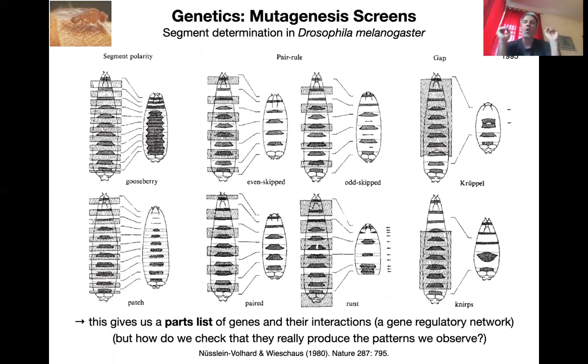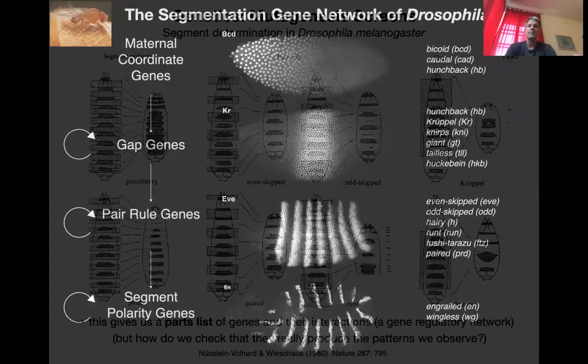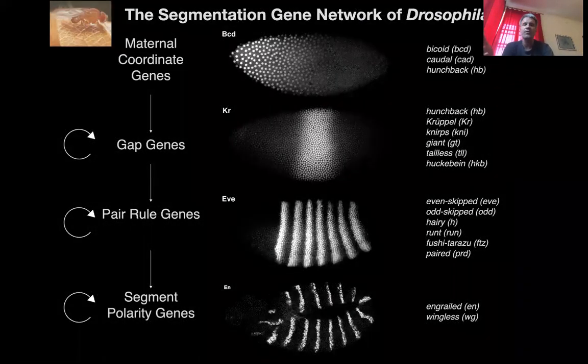But what we didn't know until about 20 years ago, when I started my PhD, is how we could put that system together again and check whether the predicted interactions actually produced the segmental pattern that we see. So here's the system from another point of view. You see its regulatory cascade. There are 4 layers. Maternal coordinate genes express proteins that are present in the embryo in these broad gradients.